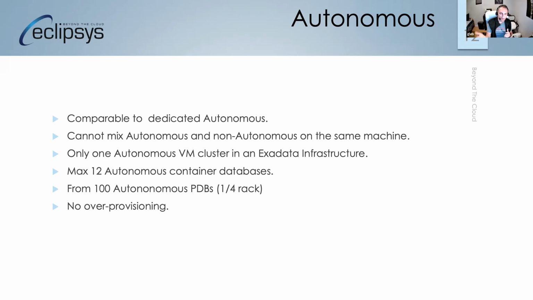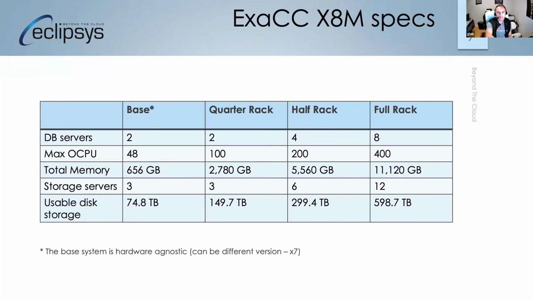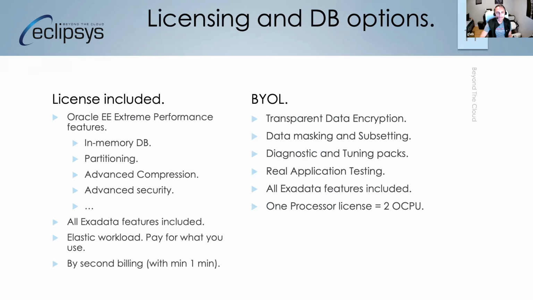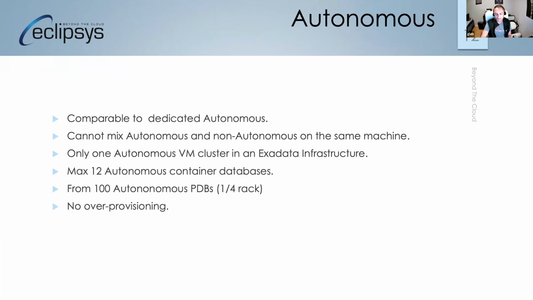For half rack, you have 200, and for full rack, you have 400 PDBs as a limit. The reason is quite simple. It doesn't use over-provisioning. So for one autonomous PDB, you have to allocate at least one CPU, right? And you have 100 CPU. If we go back to our specs, we have 100 OCPU per quarter rack. That dictates the number of autonomous databases.